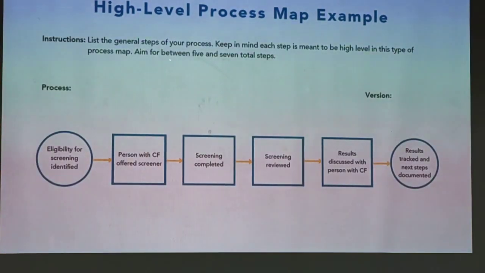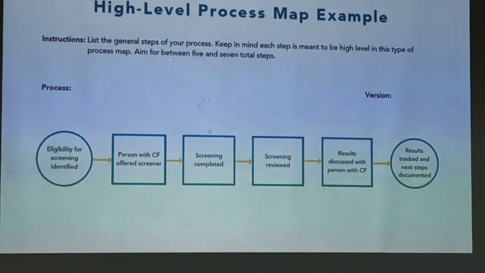So here's an example. This is the setting of wanting to improve any process that you want to. This one happens to be improving mental health screening in a CF center. So this was an example of an adult center that wanted to improve the rate of mental health screening, and this is their high-level process map. So they take people who they have to determine eligibility, and then they say person with CF is offered the screening, the screening is completed, it's reviewed, the results are discussed, and they're tracked and documented. That's the high level.